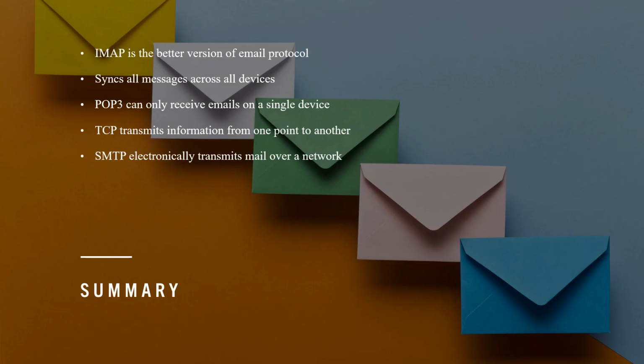In summary, IMAP is the better version of email protocol. It syncs all messages across all devices. POP3 can only receive emails on a single device. TCP transmits information from one point to another. And SMTP electronically transmits mail over a network.